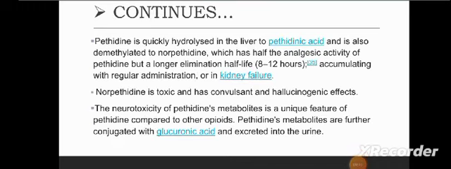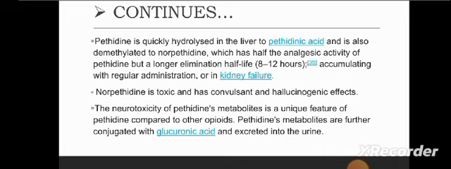Pethidine is quickly hydrolyzed in the liver to pethidinic acid and is also demethylated to norpethidine, which has half the analgesic activity of pethidine but a longer elimination half-life of 8 to 12 hours, accumulating with regular administration or in kidney failure. Norpethidine is toxic and has convulsant and hallucinogenic effects.